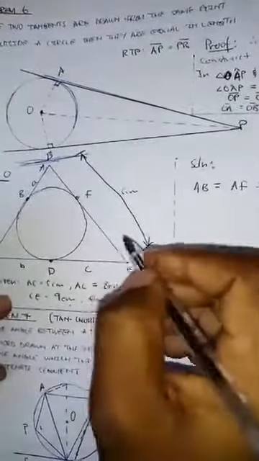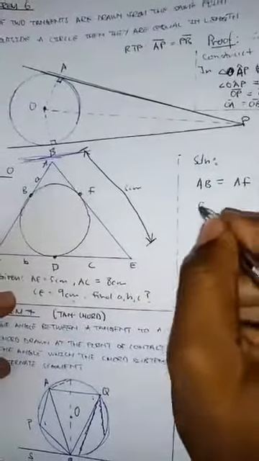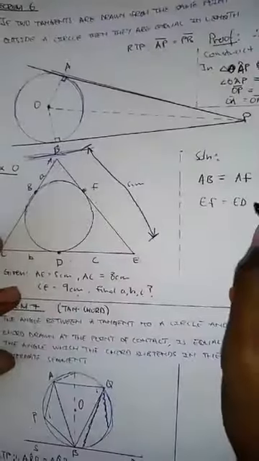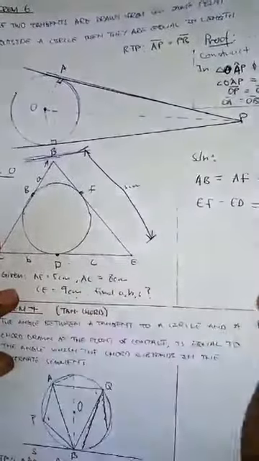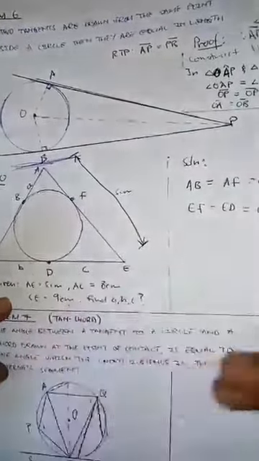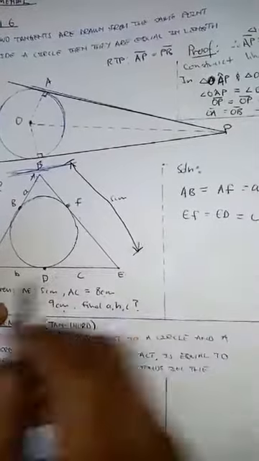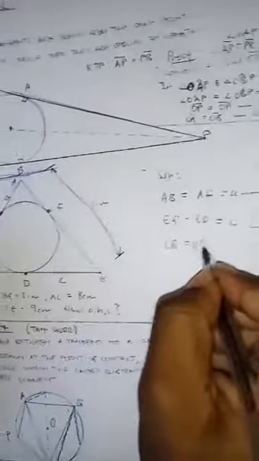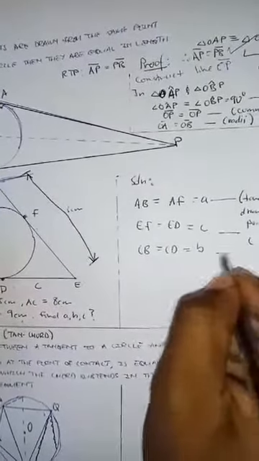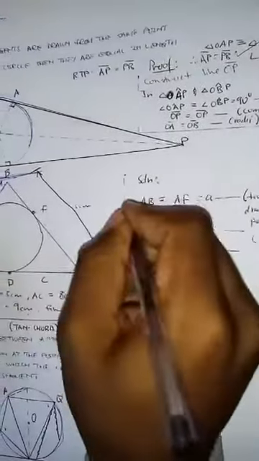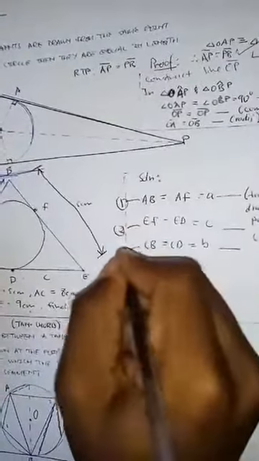What else do we know? We know that EF must be ED, and that is C, because ED is C. And what's the reason? The reason is the same: tangents drawn from the same point, E. EF and ED, their lengths should be the same. What else do we have? From these two tangents, you have CB equal to CD, which is B, right? What's the reason? Similar. Tangents drawn from the same point. So you have three equations, 1, 2, 3.